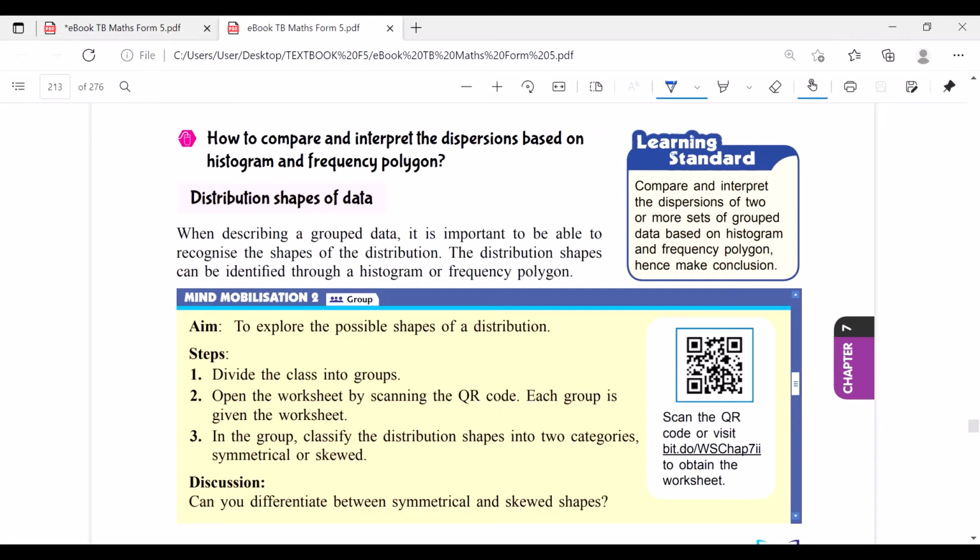Okay, class, now that you know how to draw your histogram and frequency polygon, you will learn now how to compare and interpret the dispersion. And you will look at the shapes. There are a few shapes that you need to know, so that you can describe and also recognize the shape.